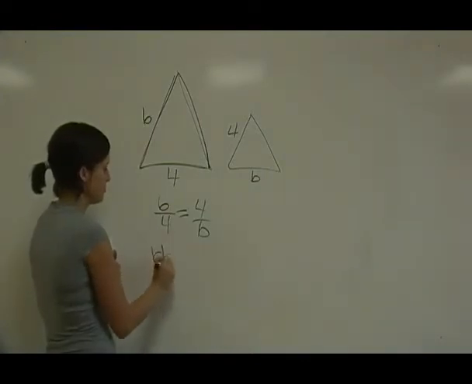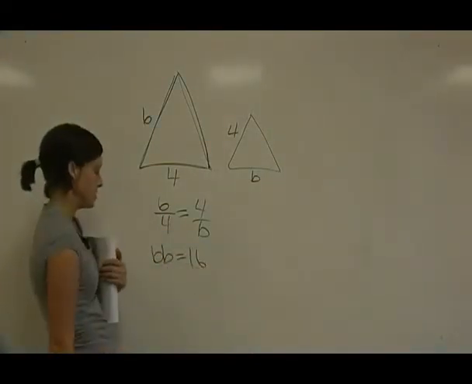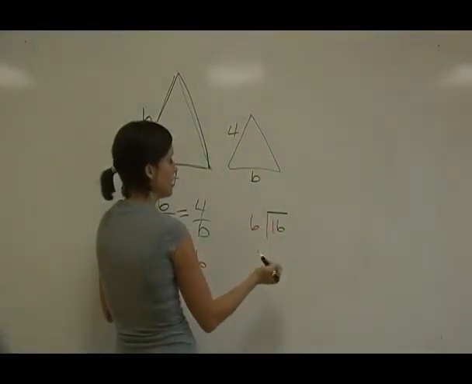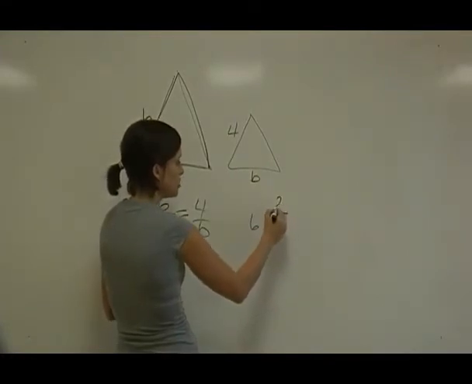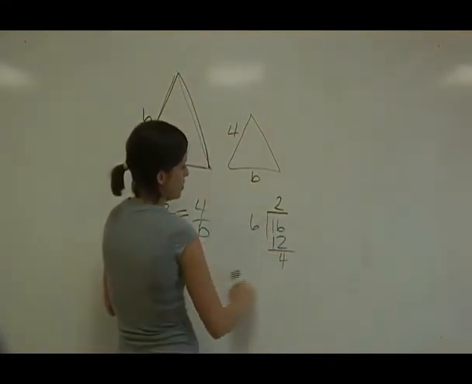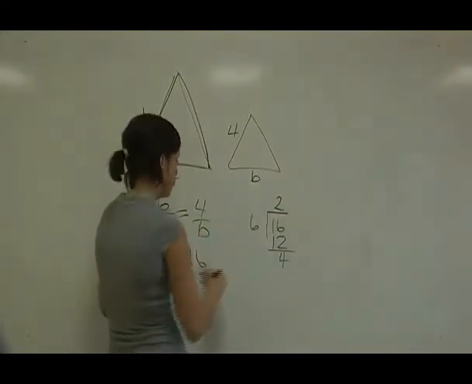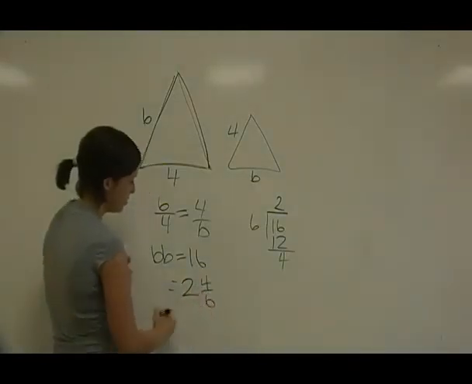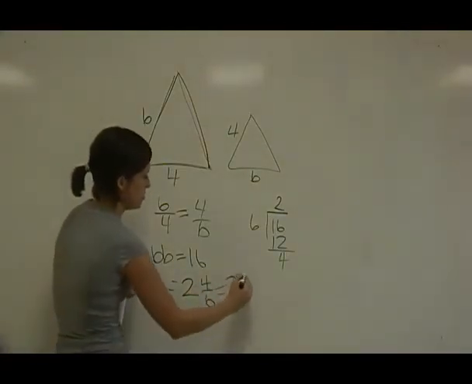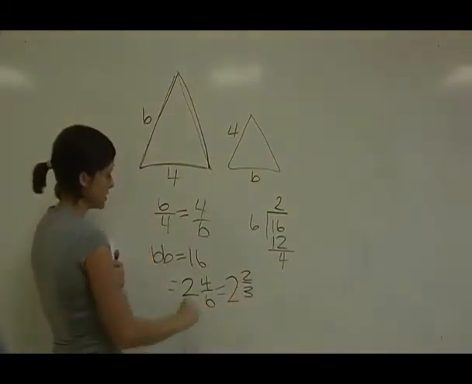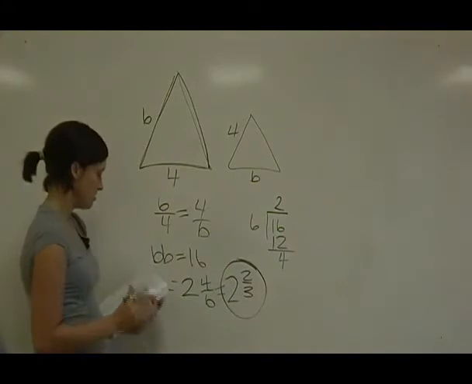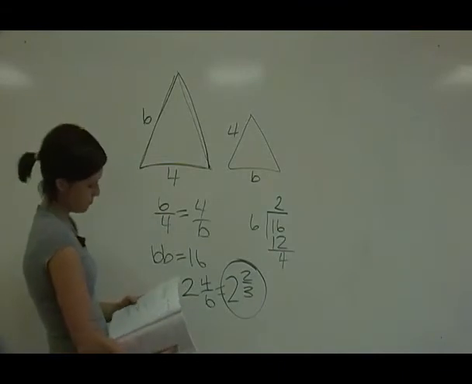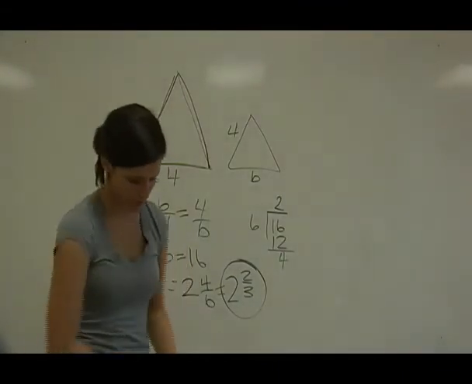So we have 6b equals 16. So to get b by itself, we have to divide 16 by 6. Let's do it over here. And this will go 2 times, which is 12. All right, so now we're left with an improper fraction of 2 and 4/6, which can be reduced to 2 2/3. So your answer for b is 2 2/3. That's all it asks, so that would be selection A. Okay, let's move on and let's do number 12.